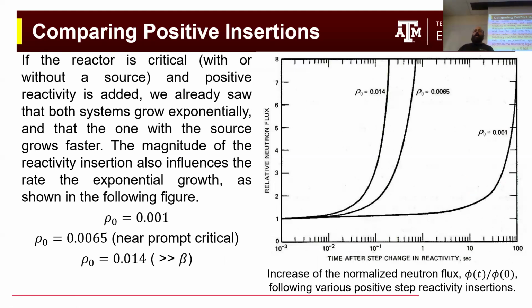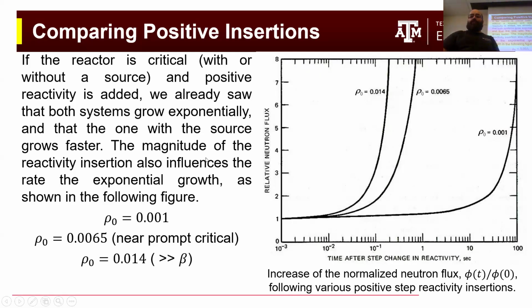This is showing how a flux in a reactor would change based on various positive reactivity insertions. The reactor was initially critical, and it doesn't really matter if there was or wasn't a source. So we're initially critical, that means everything is kind of steady at 1, and then we add positive reactivity. Notice how if we add positive reactivity, all of these trends are exponentially increasing in time, but the size of the reactivity insertion influences how fast the rate of exponential growth is. So that's the main takeaway from this figure.